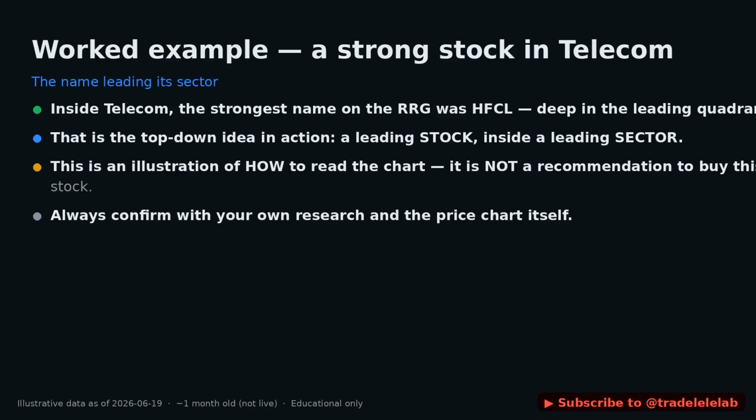Now let us drop one level into the stocks. Inside the telecom sector, the name sitting furthest into the green leading quadrant on this date was HFCL. That is the top-down method working exactly as intended, a leading stock inside a leading sector, measured against the same benchmark. In real life, this is where you would begin your homework. You would open that stock's own price chart, check its trend and its volume, and decide for yourself.